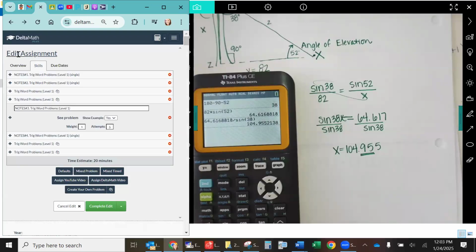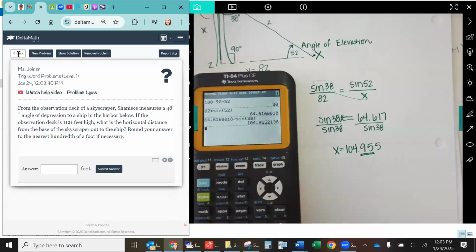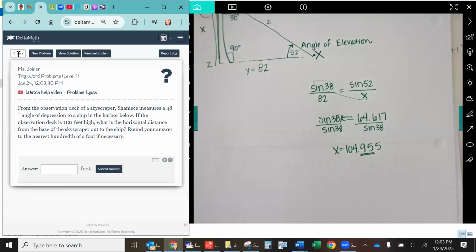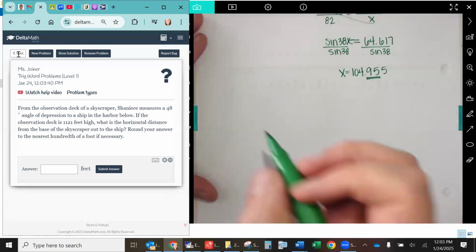Okay. Then the next one we're going to do together. So that's how you do angles of elevation. Elevation, you're looking up from the line of sight. Now I want you to go down to 1, 2, 3, 4, 5 from the top. And this is an angle of depression. 104.96 for the first one. Thank you.